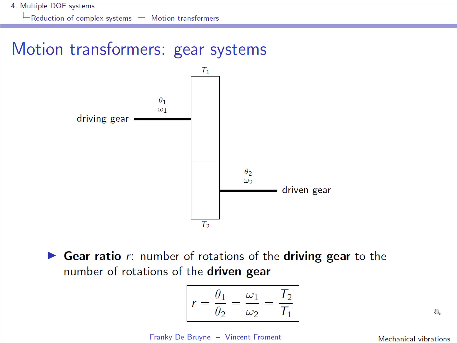So we'll often represent such a gear system looking from the side. Okay, so this gear has T1 teeth, this one has T2 teeth. This is the driving gear and this is the driven gear, and we had seen that the gear ratio is indeed the ratio of the rotational speed of the driving gear over that of the driven gear. Okay, and this R is also the ratio of the number of teeth, but here you have to consider the number of teeth of the driven gear divided by that of the driving gear.